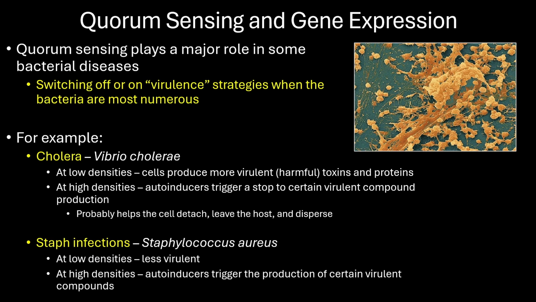Staph infections are another really good example of this. Of course, we're familiar with the cause, Staphylococcus aureus. And at low densities, staph is actually less virulent. It does not make certain compounds that it does when it detects that it's at high densities, where those autoinducers are the signal that triggers them to grow more virulent and make these more destructive compounds.